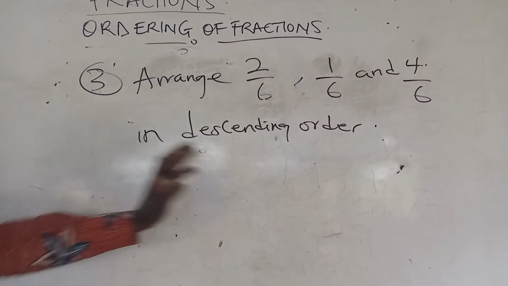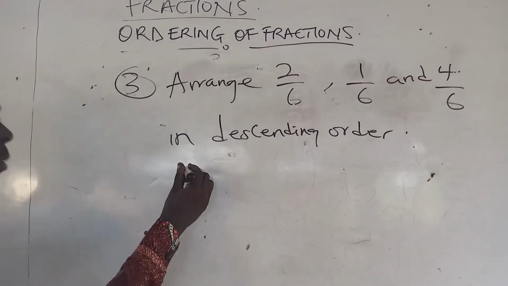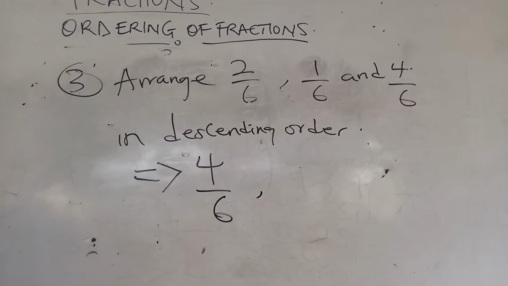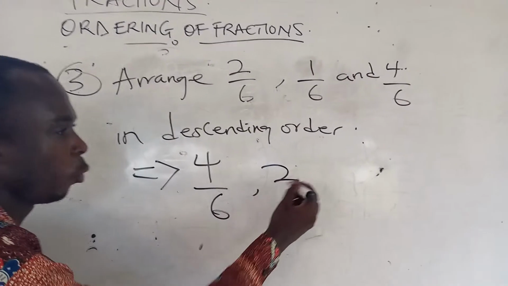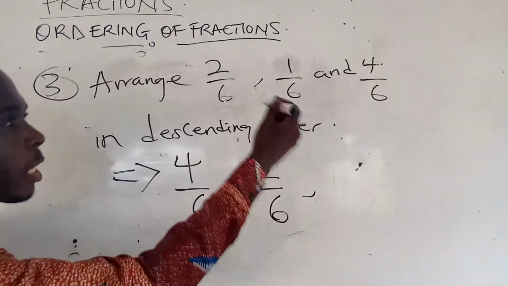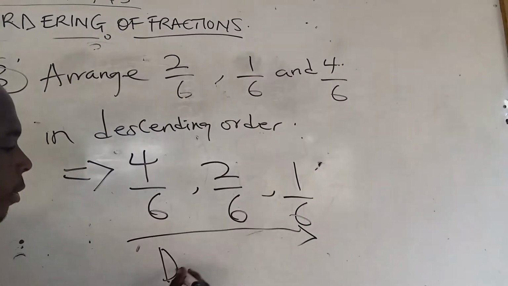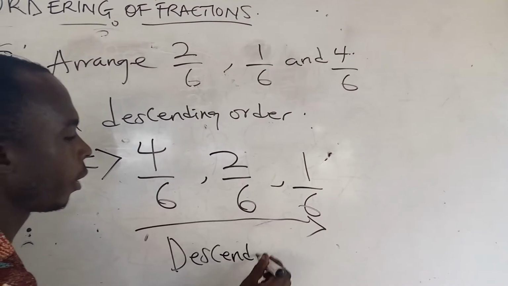So to arrange this in descending order, this means 4/6 will be our first fraction. 3/6 will be the next fraction. And the last fraction will be what? 2/6. So descending order.